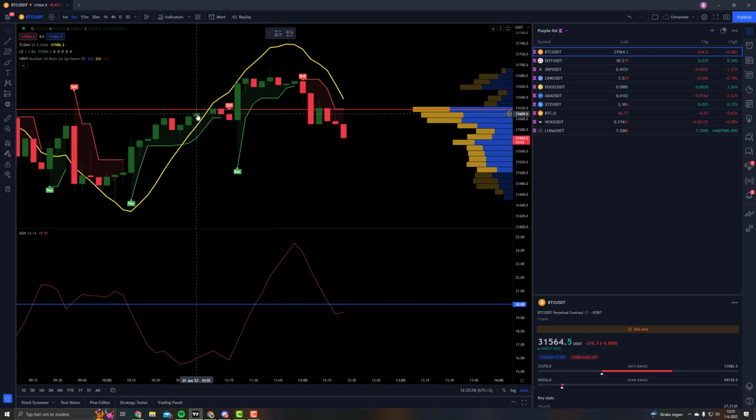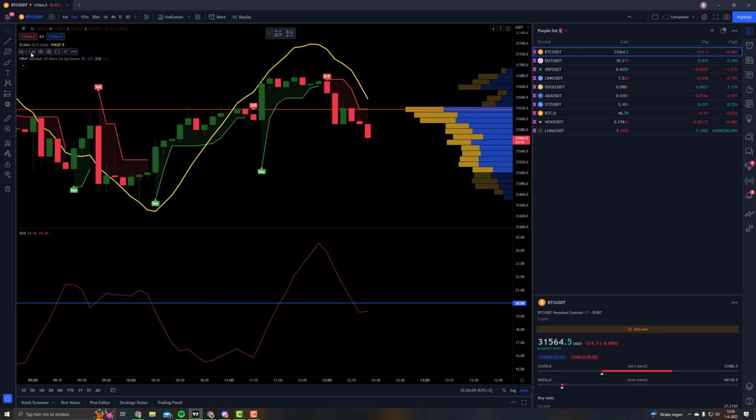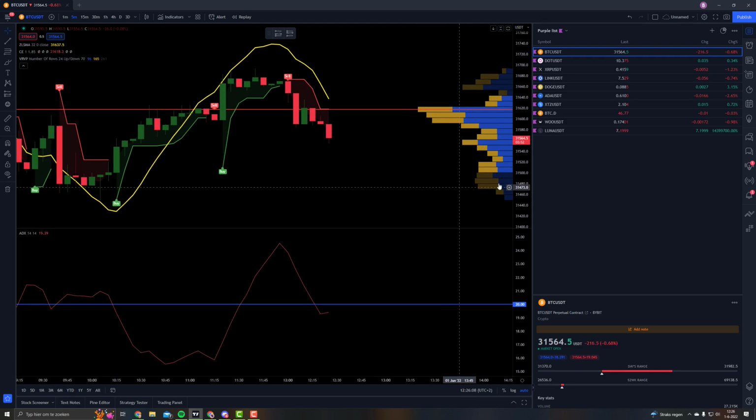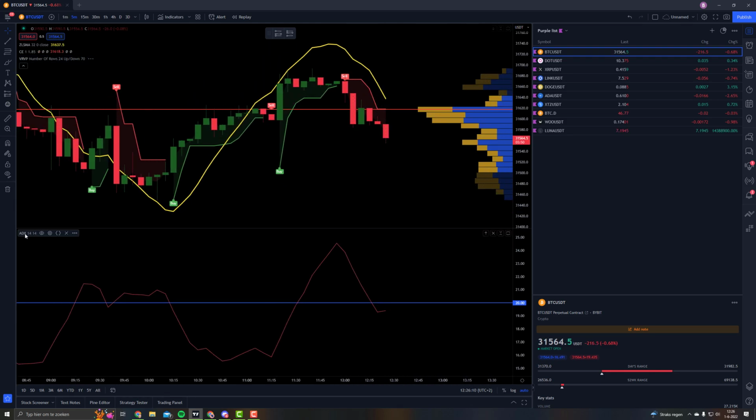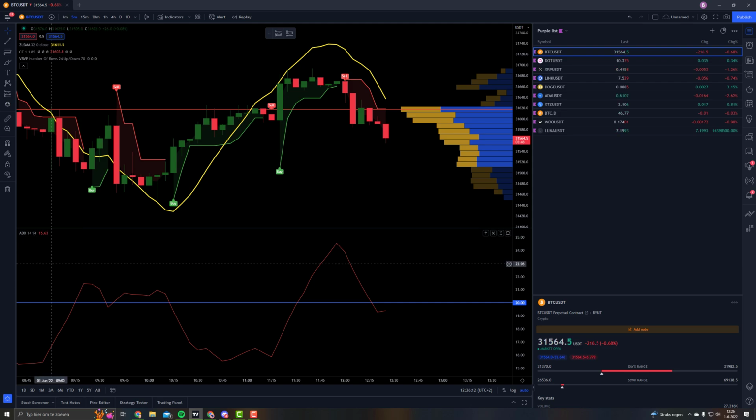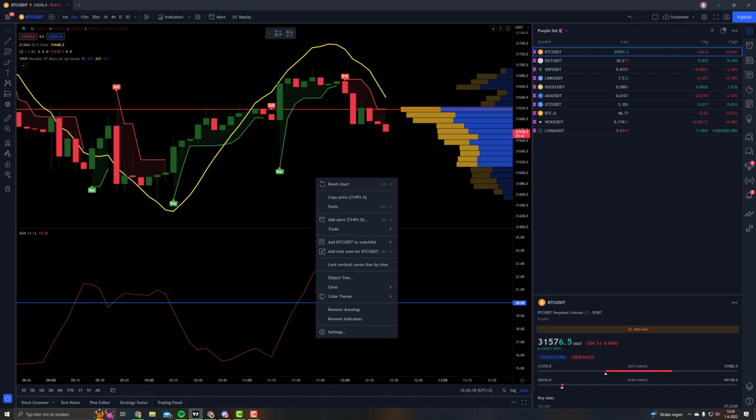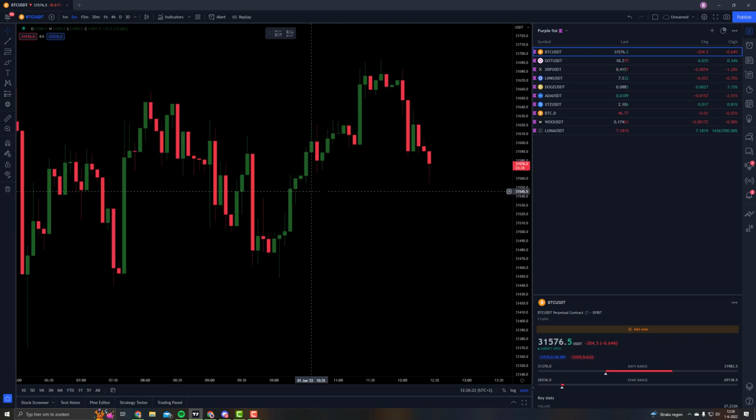For this strategy, we're going to use the zero lag moving average, the yellow line, a chandelier exit, the VRVP, that's the volume profile on the right side, and the ADX, and we're going to place a horizontal line on the 20 level. But we are going to remove everything first, so we have a clean chart.